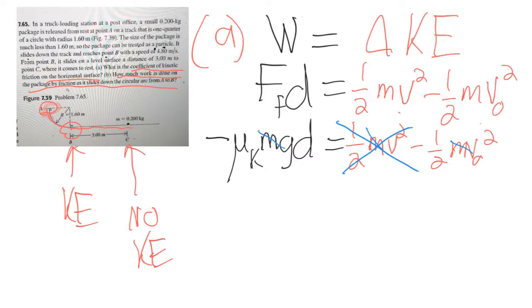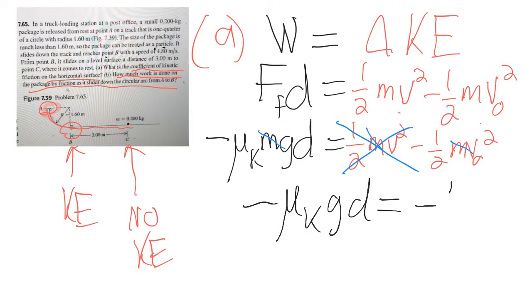So we've got negative mu sub k g d equals negative 1/2 v naught squared. Now we can move all this stuff over. You can see that the two minuses are going to completely divide out, so we're going to take them away, and we can factor this and actually solve for what mu sub k is. And it turns out pretty good.